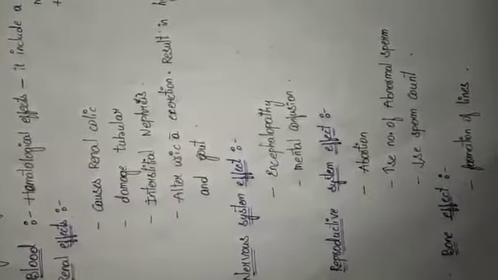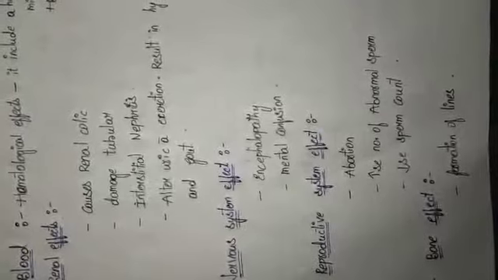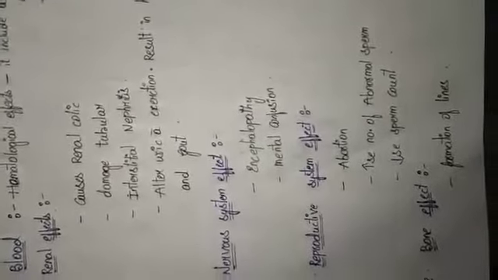Next, coming to the nervous system. It causes encephalopathy in children and also mental confusion. Next is the reproductive system. It causes abortion and an increased number of abnormal sperm and also decreases the sperm count. In the bones, it causes the formation of lines on your bones. And coming to GIT effects, it causes anorexia. Anorexia means lack of appetite, and it also causes abdominal pain, constipation and vomiting.